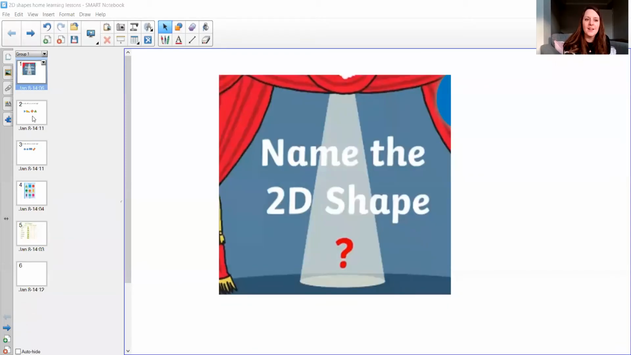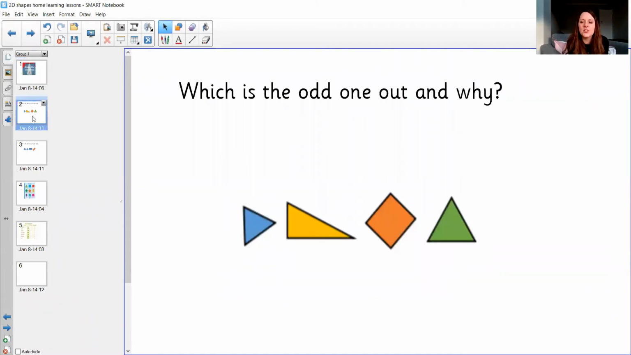So we have named our shapes. We have played Name the 2D Shapes. Now I've got a couple of pictures for you to look at. Okay, we are going to play which is the odd one out and why. Have a look at my shapes here. Which one is the odd one out and why? If you need to, you can pause the video now and have a chat with the grown-up with you.